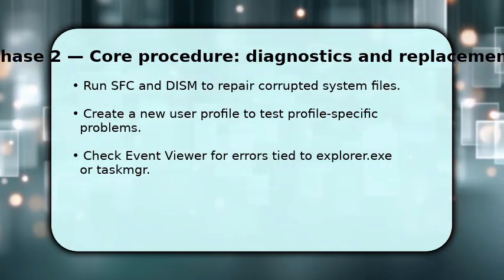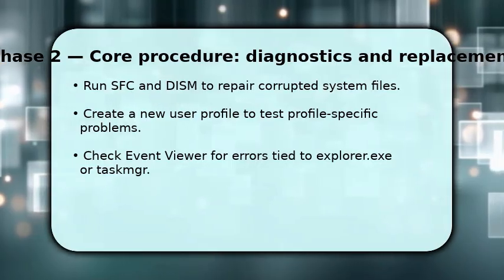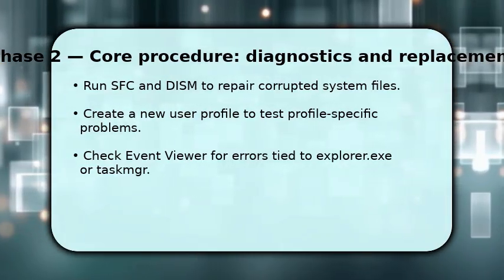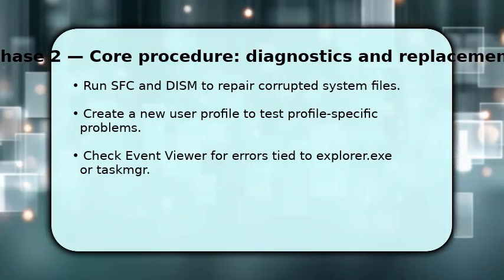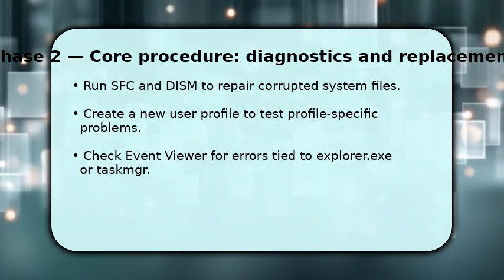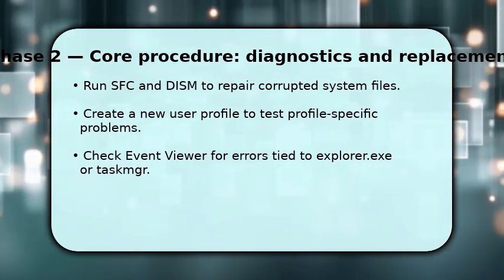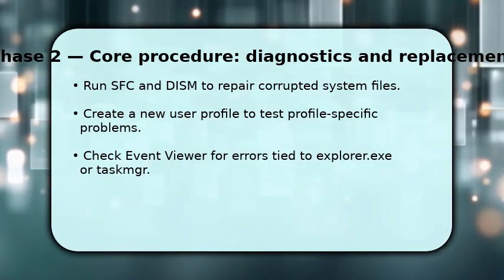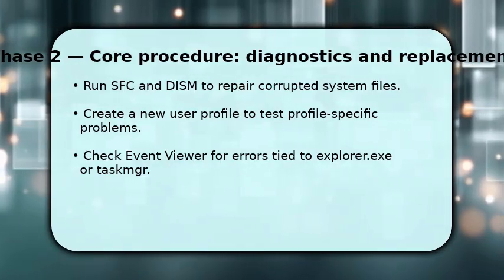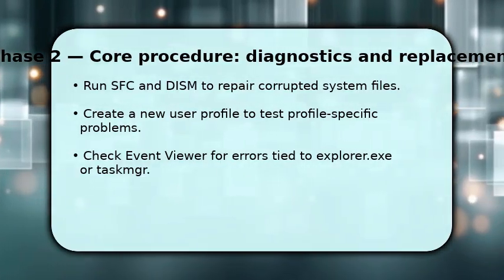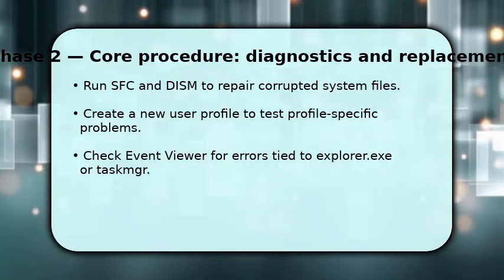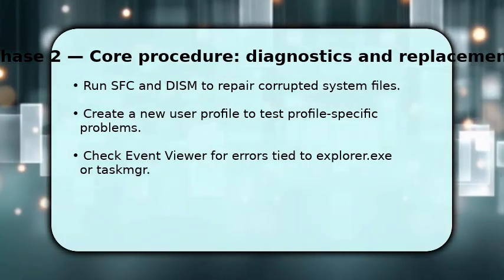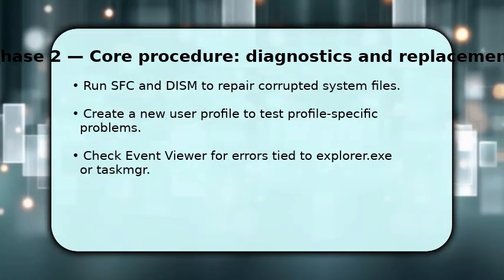Next, repair core files because corruption commonly breaks Task Manager. Run sfc /scannow, then DISM restore health. These commands replace damaged system files and often restore functionality. Once complete, create a new local user and log in, since profile corruption can stop Task Manager only for one account. Meanwhile, open Event Viewer and filter for errors from explorer.exe or Task Manager to pinpoint failing services or DLLs.